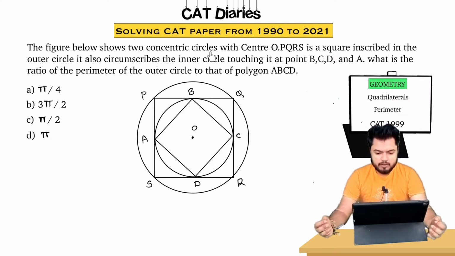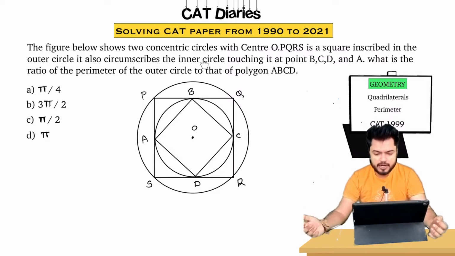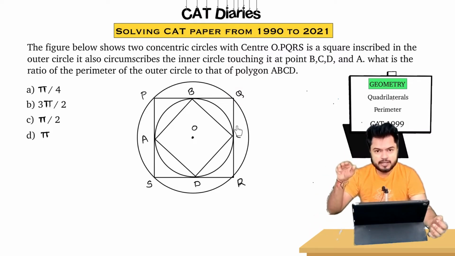The figure below shows two concentric circles with center O. As you can see, there are two circles with a common center O here. PQRS is a square inscribed in the outer circle. It also circumscribes an inner circle touching it at the points B, C, D. So inside the square, there is one more circle which is touching at these 4 points B, C, D and A.